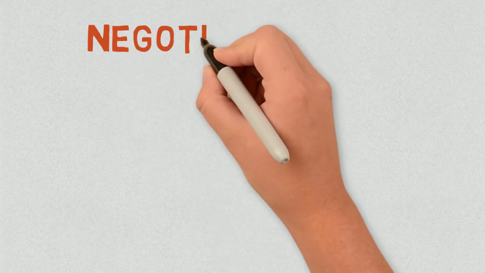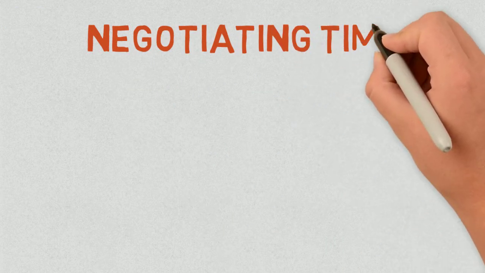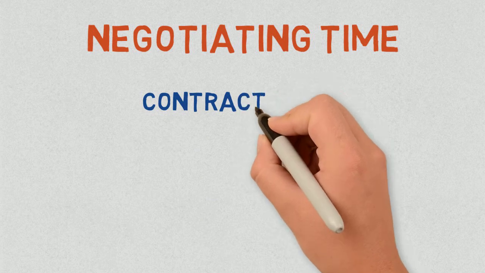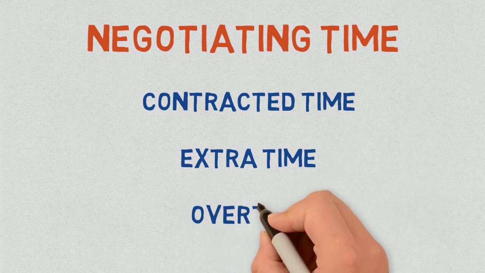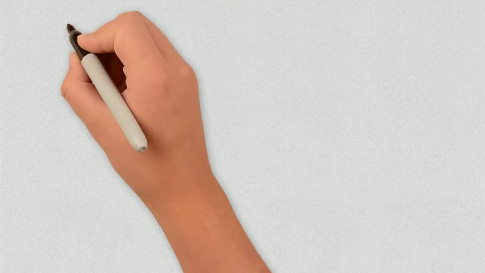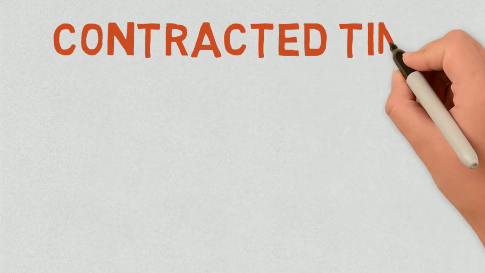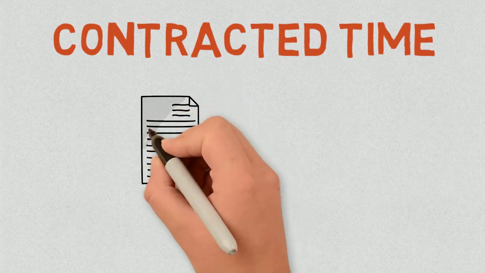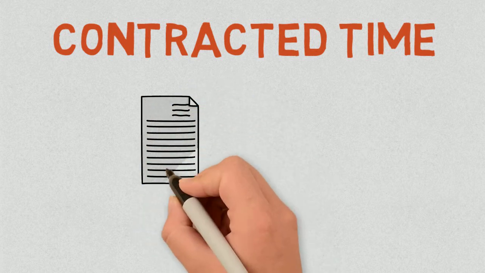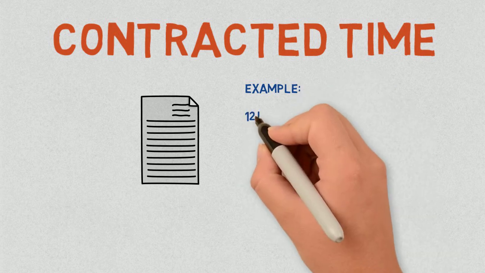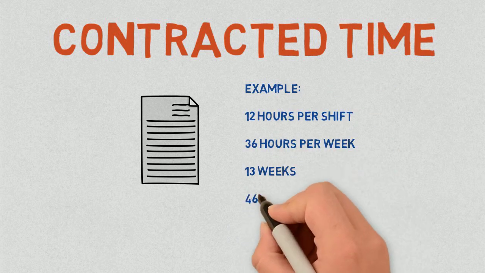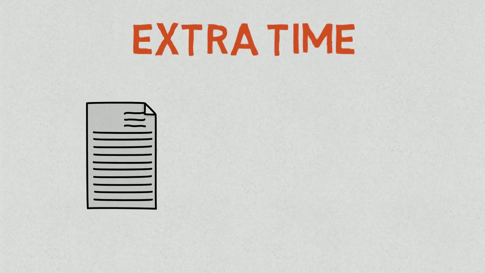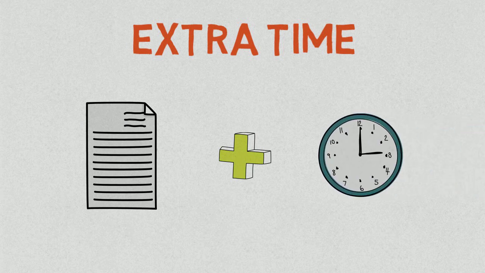As a travel healthcare professional, it's important to understand the difference between contracted time, extra time, and overtime if you want to negotiate the best possible compensation packages. Contracted time is the time that you are contracted to work. For example, the standard travel nursing contract is for 12 hours per shift, 36 hours per week, 13 weeks, and therefore 468 total hours. Extra time is any time that you work in addition to your contracted time.